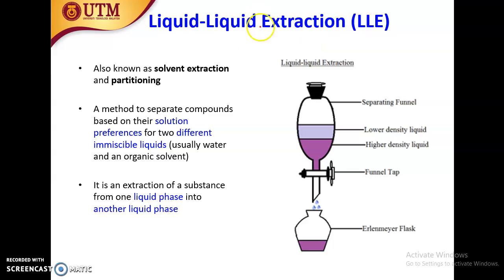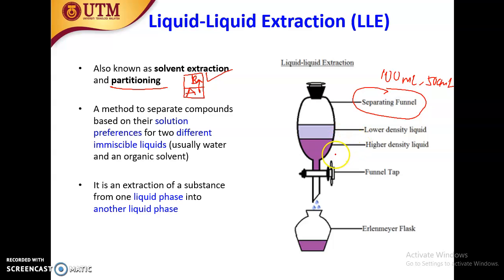So liquid extraction is known as solvent extraction, using the partitioning principle. It means that we want to partition analyte from phase A to phase B. For example, it is originally inside A, but you want it to be inside B for different kinds of reasons. The same thing if you have B, you want to put it inside A. So we use liquid extraction, and conventional liquid extraction uses a 100 ml size, or up to 500 ml, separating funnel.